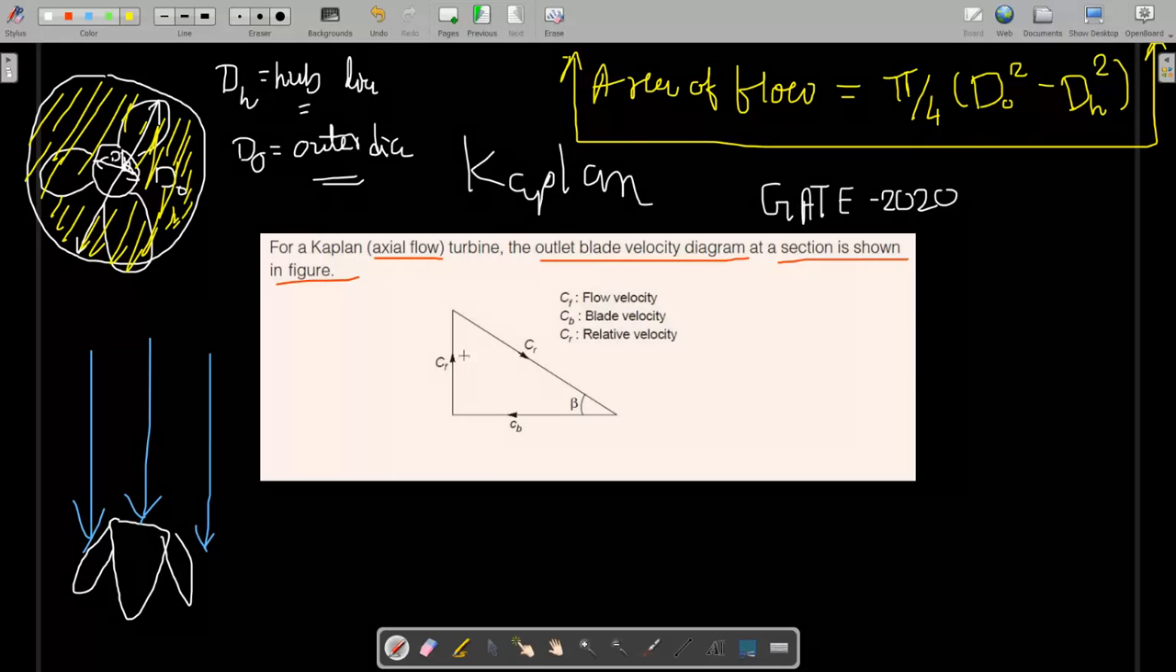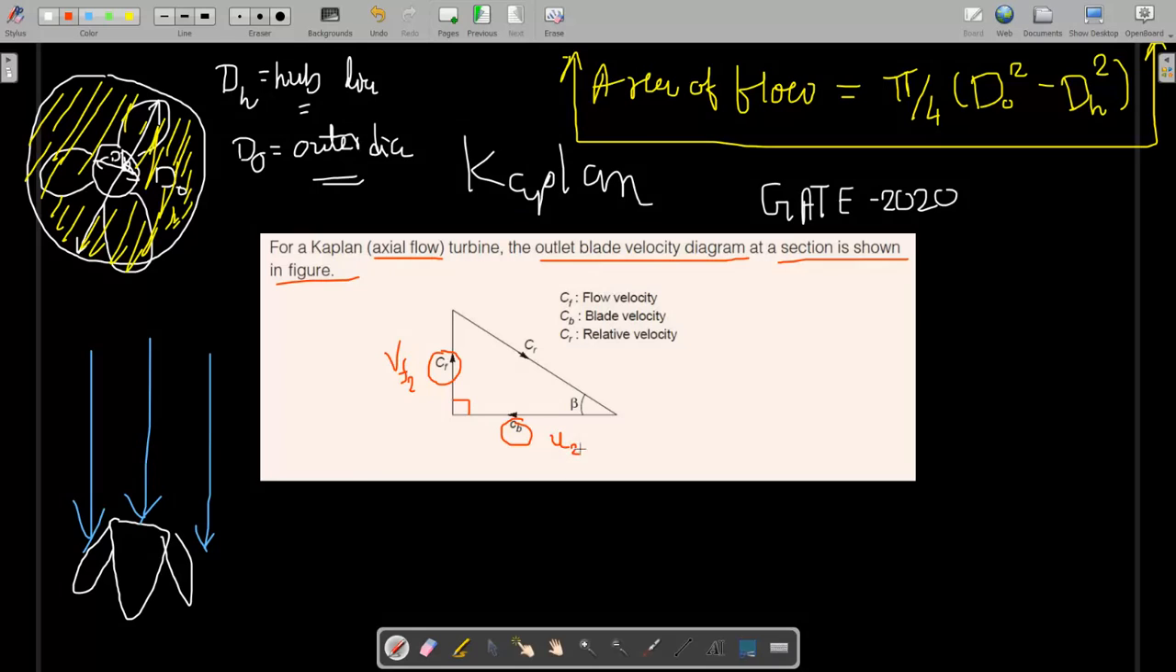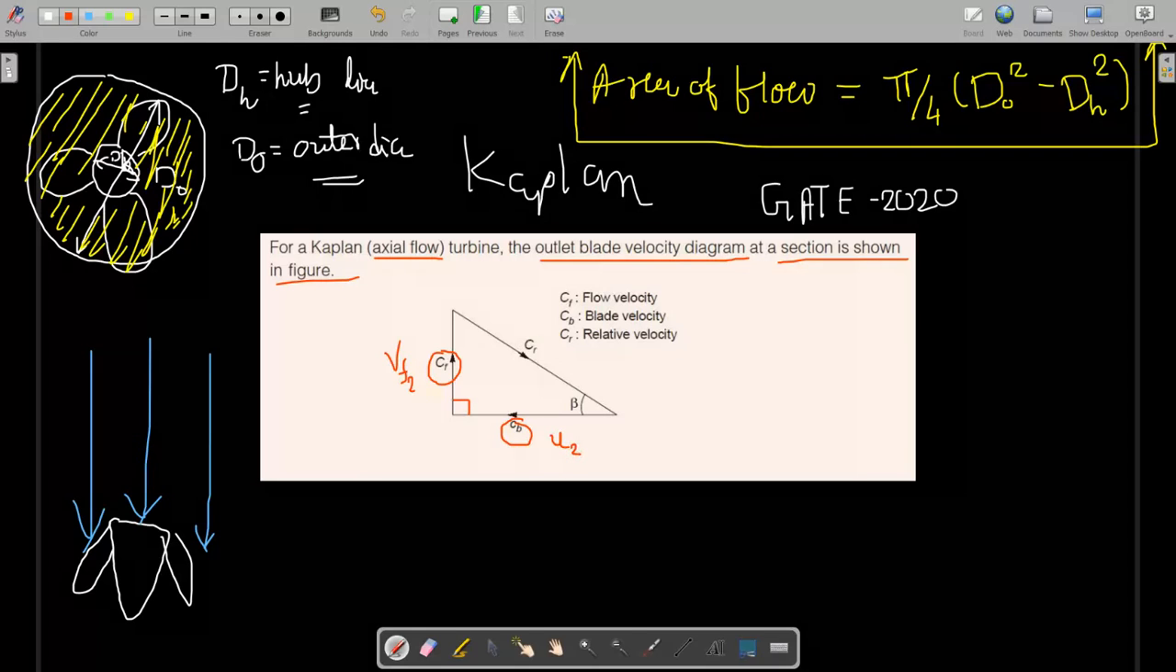Now this is the velocity triangle. Here CF is equal to flow velocity. So the flow velocity is CF, but what we are writing here is VF2, and 2 is for the outlet section. From this diagram we can assume that the flow is radial at exit. CB, that means blade velocity, our notation is U2, and CR is relative velocity, instead of CR we will write VR2 at outlet.